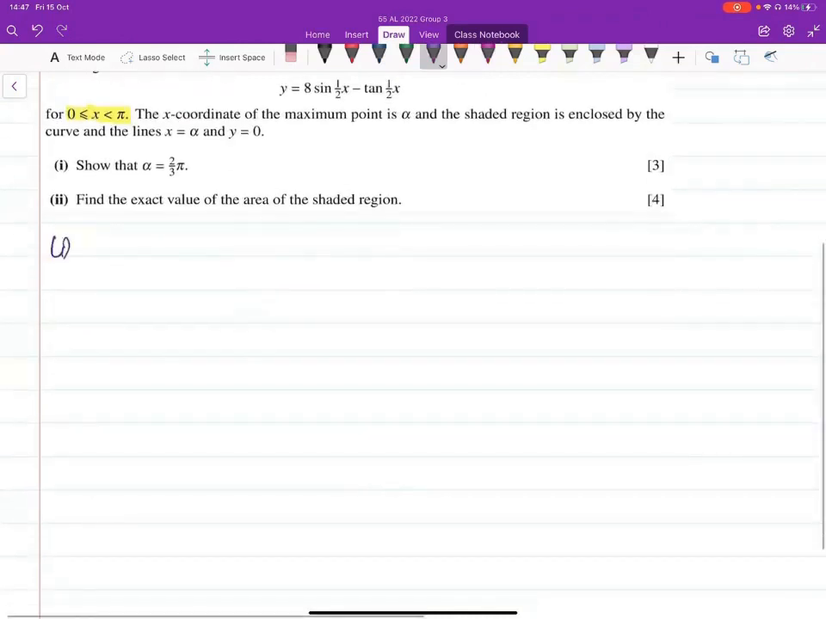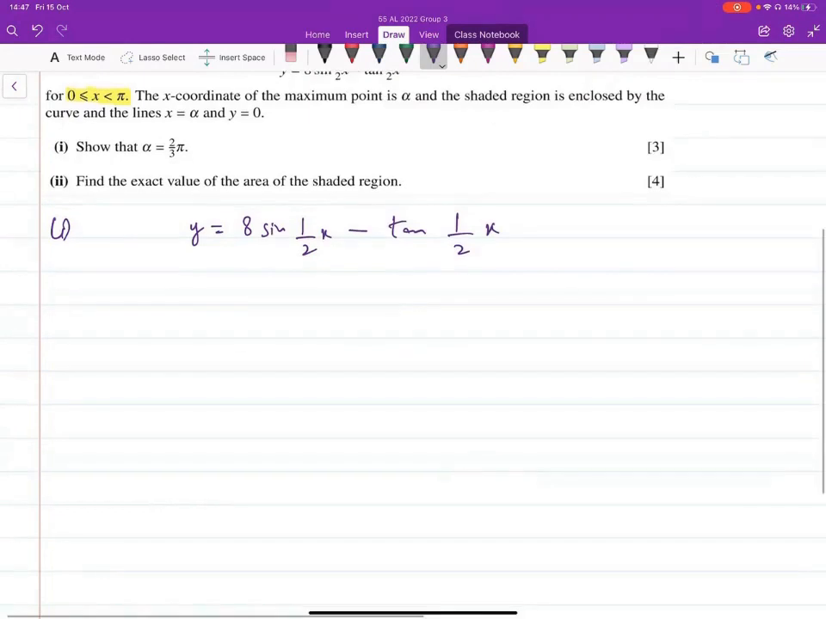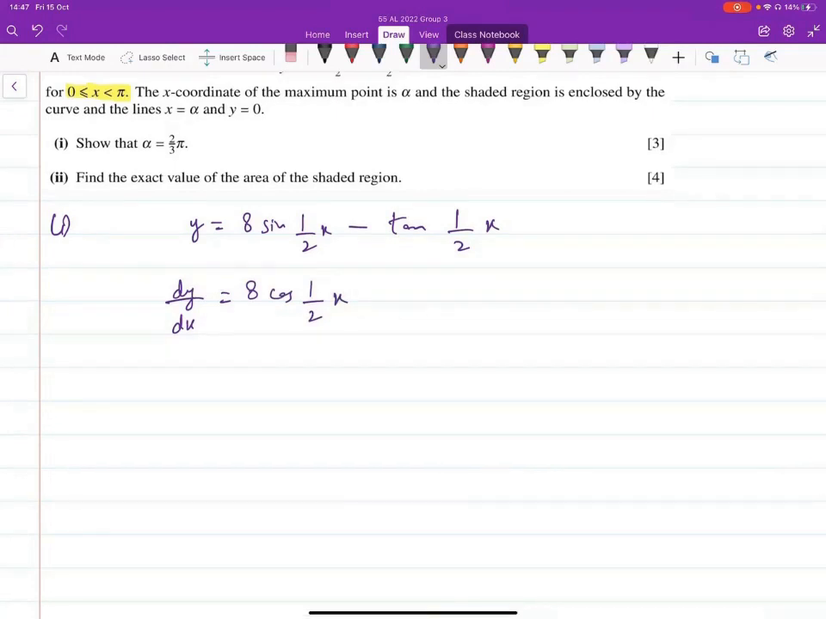We have the first part here. We've got y equals 8 sine half x minus tan half x. Let's differentiate it. What do we get? We get 8. The derivative of sine is cos. So cos half x. And then we multiply by what? 1 over 2. So 1 over 2 se multiply kar denge. We can do that outside here or we can do that here. Minus derivative of tan is secant square. So secant square half x multiplied by 1 over 2.